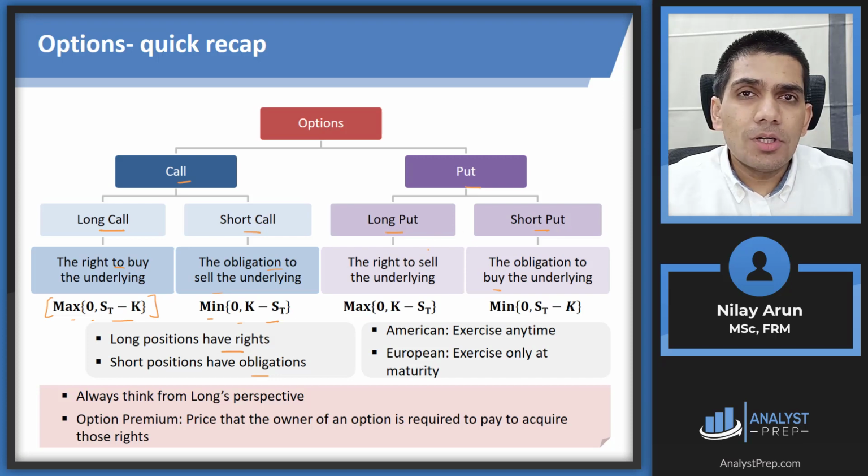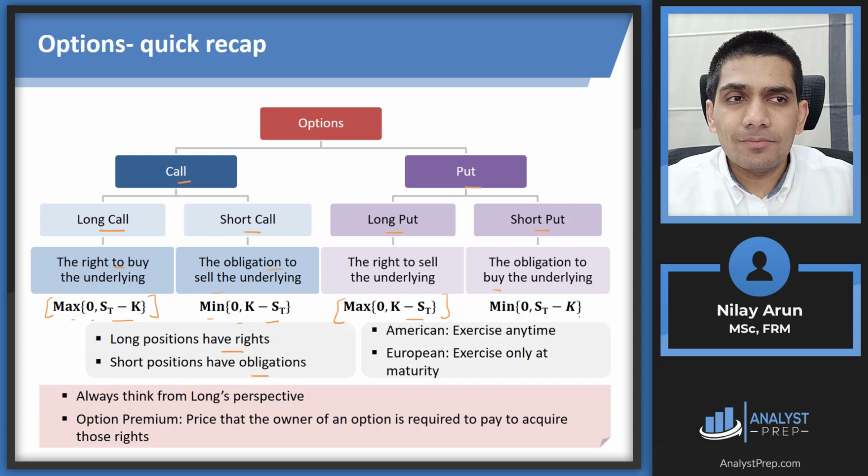Now for long put, the formula is max of 0 and K minus ST. So here we have ST minus K for long call. For long put, it's a reverse. It's K minus ST. So we need to keep that in mind. Short put is -1 times long put. That means minimum of 0 and ST minus K.